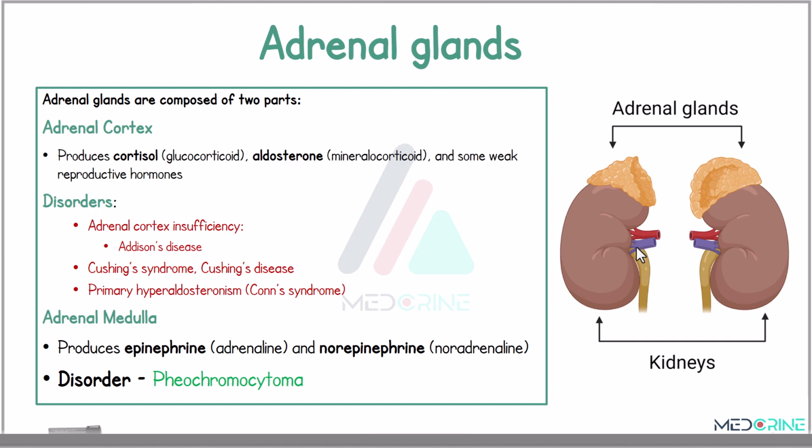The adrenal cortex produces cortisol, which is a glucocorticoid, aldosterone, which is a mineralocorticoid, and some weak reproductive hormones. Disorders of the adrenal cortex include Addison's disease, Cushing syndrome, Cushing disease, and primary hyperaldosteronism known as Conn syndrome. On the other hand, the adrenal medulla produces catecholamines, epinephrine, and norepinephrine, and its main disorder is a pheochromocytoma.